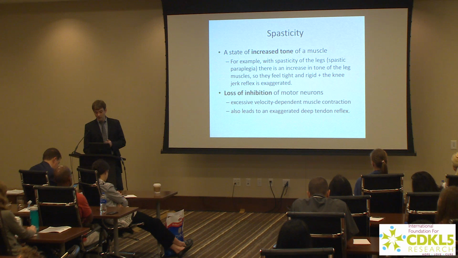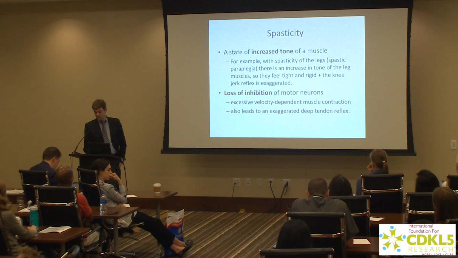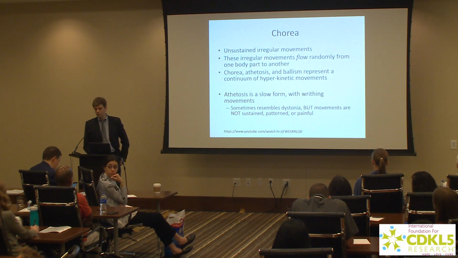But it can look an awful lot like dystonia. For instance, spasticity of the legs, spastic paraplegia as it is called, leads to an increase in tone of the leg muscles. The thing that distinguishes those two is that in spasticity you have increased reflexes, which you do not have in dystonia. So on exam you can readily distinguish those two.